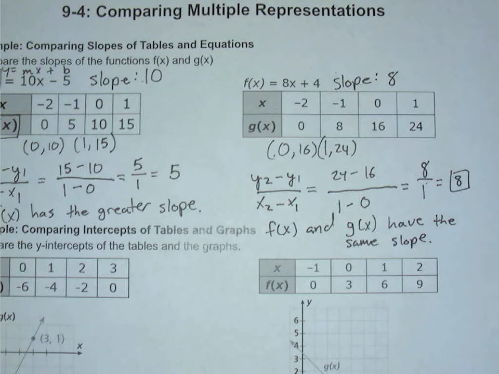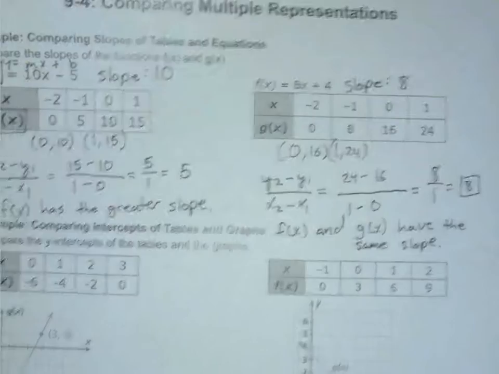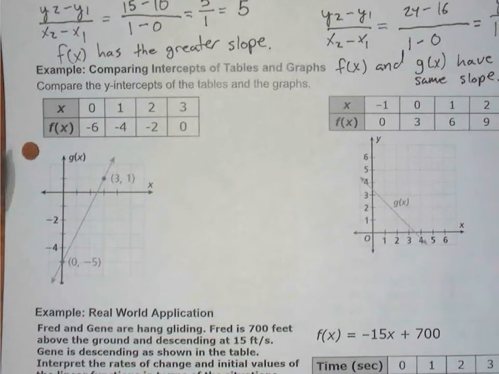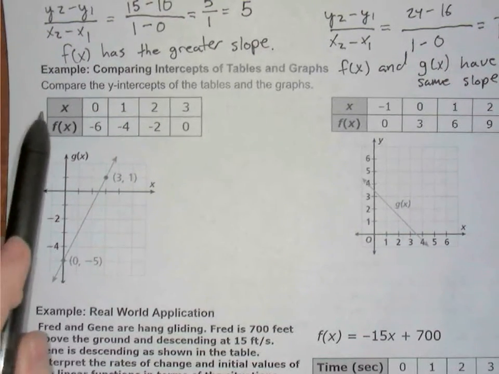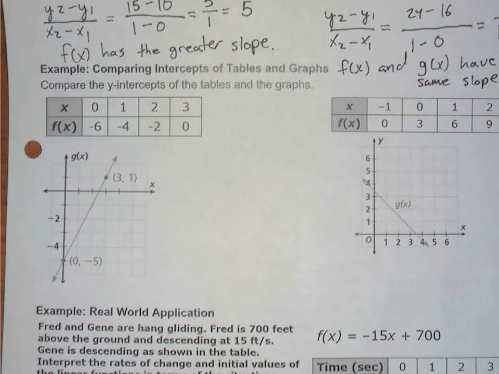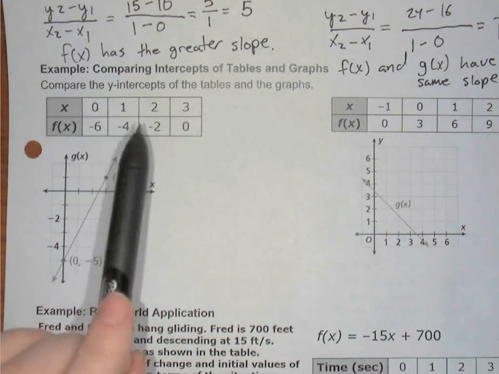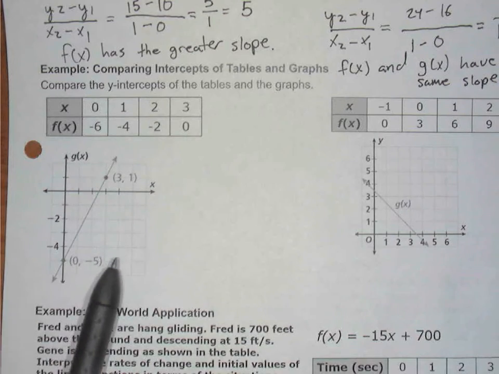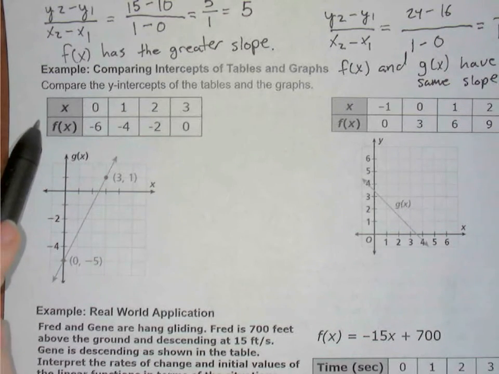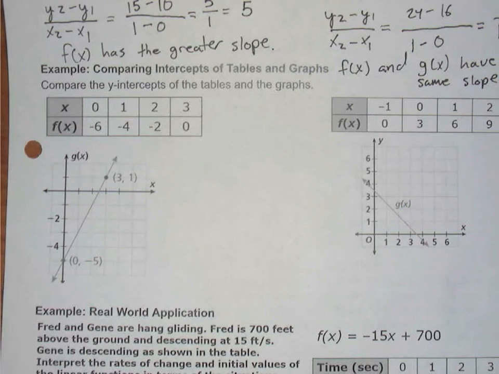Let's take a look at our next example. In our next examples, we're going to compare the y-intercept instead of the slope. So looking down here, we've got two functions again, but in this case, one function is represented by a table, and the other function is represented by a graph. Lucky for us, it's easy to find the y-intercept of a table, and it's also easy to find the y-intercept of a graph. We haven't talked too much about finding the y-intercept of a table before, but it's very simple.